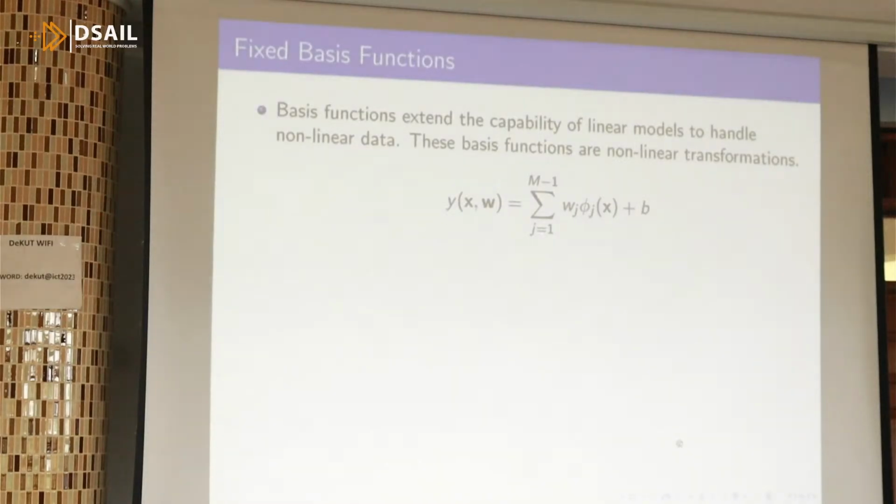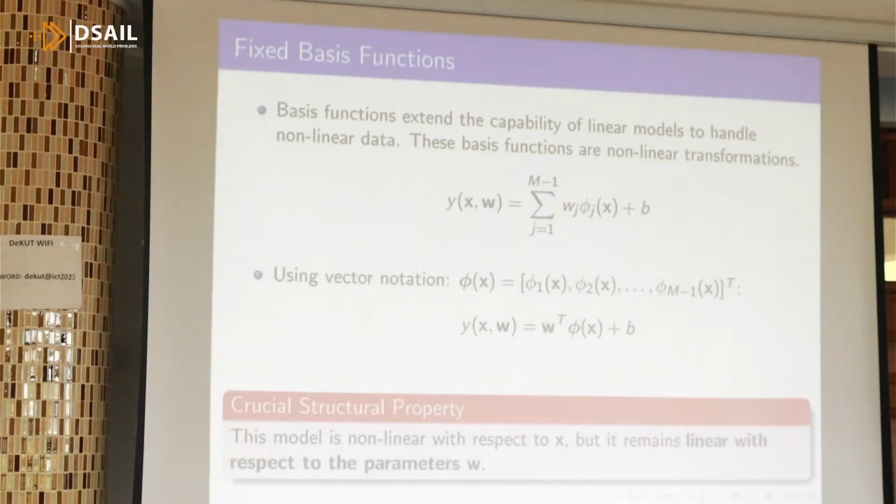We try to extend the idea of linear models to fit nonlinear data using fixed basis functions. And we came up with this function here, where we have some basis function phi j of x, which can be nonlinear. So it's a nonlinear transformation of x. And we say that this function, even though it is nonlinear in the inputs x, can be viewed as linear in the parameters. So we use this vector notation. So the model is nonlinear with respect to x, but it remains linear with respect to the parameters w.